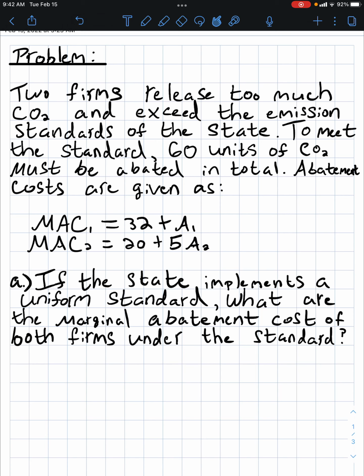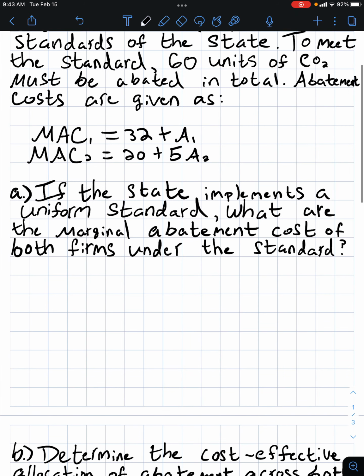So, Part A. If the state implements a uniform standard, what are the marginal abatement costs of both firms under the standard? Well, we are looking for the case where the state is implementing a uniform standard. So what does this mean? Well, this means that A1 is going to be equal to A2. So the abatement of firm 1 has to be equal to firm 2.